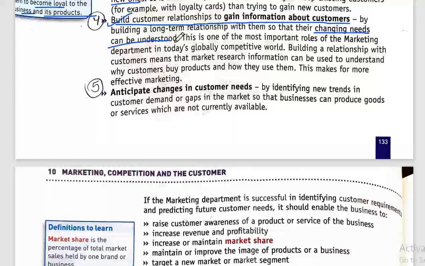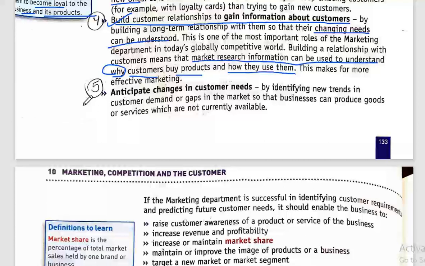Building a relationship with customers means that the market research information can be used to understand why customers buy the product and how they will use them. So I will have this extra information about the customer. It's not just, let's say, gaining new ones, but also knowing why they buy the products and how they are using them, in order to understand the customers more.